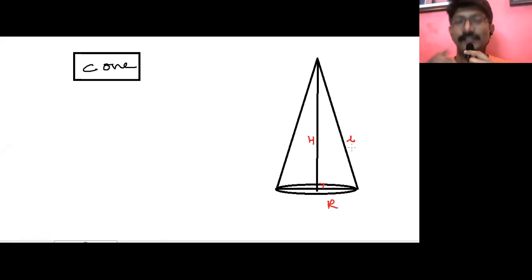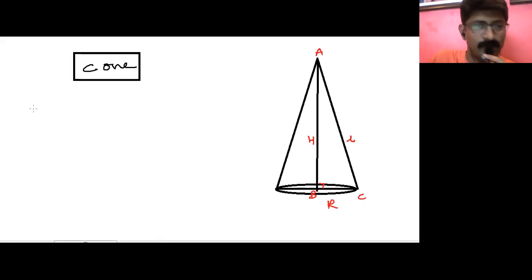Lateral height stands for slant height. Are you getting it? Lateral height is also called slant height. Now understand, let's say ABC is a right angle triangle. So the lateral height basically becomes the hypotenuse. So hypotenuse square is equal to height square plus radius square. That way we are going to write a few formulas. So before we start writing the formulas, let's write down this terminology.